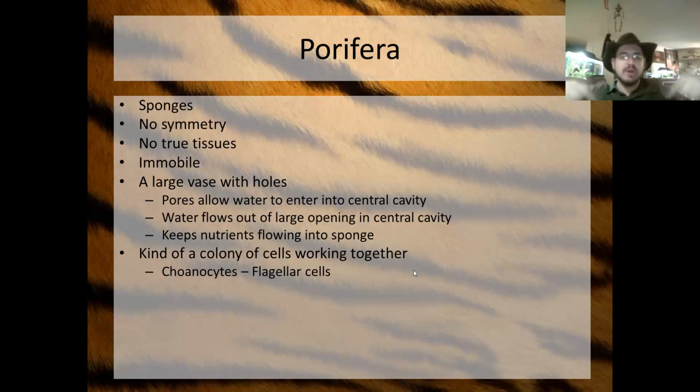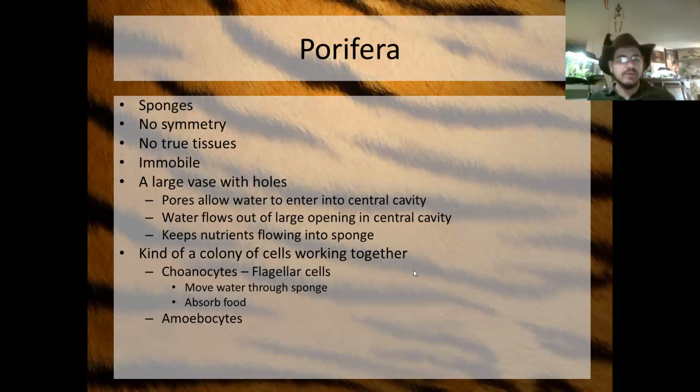So the choanocytes are on the inner wall of the sponge. They're facing the inside of it, and they're spinning their flagella around. And that's pulling water in through the pores. And at the same time, those flagella gather the nutrients in the water into the choanocyte. And so the choanocyte is able to absorb the nutrients. And then the choanocyte uses what nutrients it needs and then passes the rest of the nutrients on to the amoebocyte.